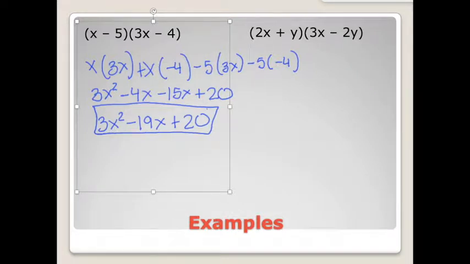Okay, let's try this one. So we need to multiply our first terms. Our two first terms are 2x and 3x, so we're going to multiply 2x times 3x. Now we need to do our two outside terms: 2x times negative 2y. Now we need to multiply our two inside terms: y times 3x.